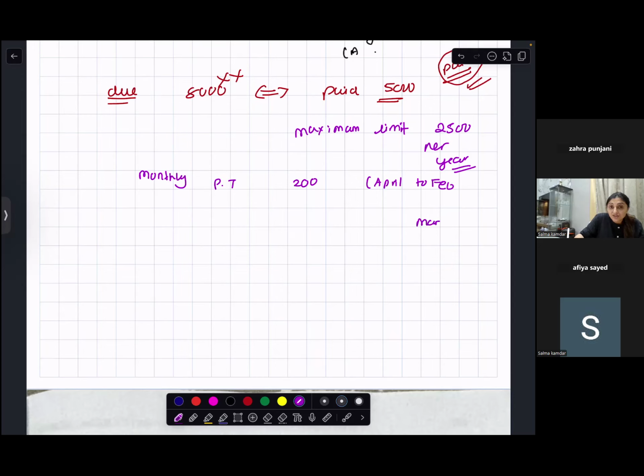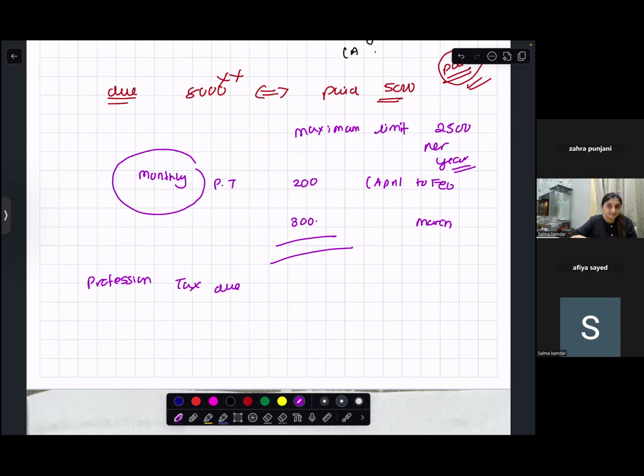For March, it is 300. Can you tell me the professional tax due? 500. I said monthly. Okay. Zara, can you calculate the professional tax due for me?